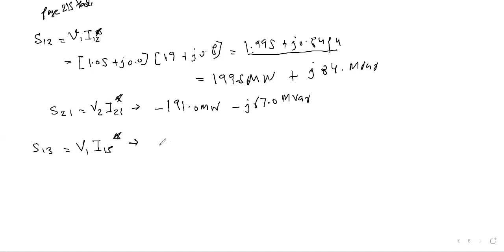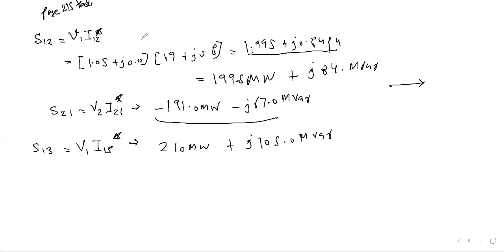and on similar grounds, it would be 210 megawatt plus J105.0 MVAR. Now see the sign. If it is negative, then it is moving away from the bus. If it is positive, then it is going into the bus. Now can I draw the diagram for this? Yes, I can draw the diagram.